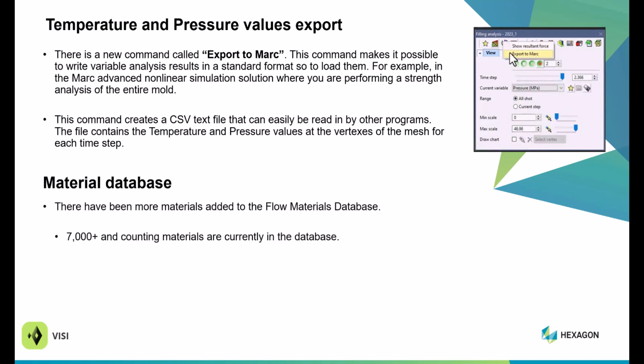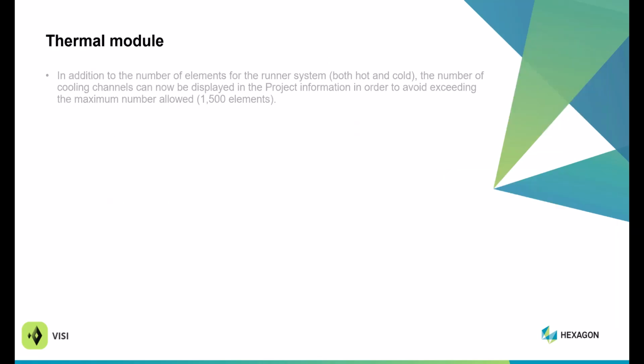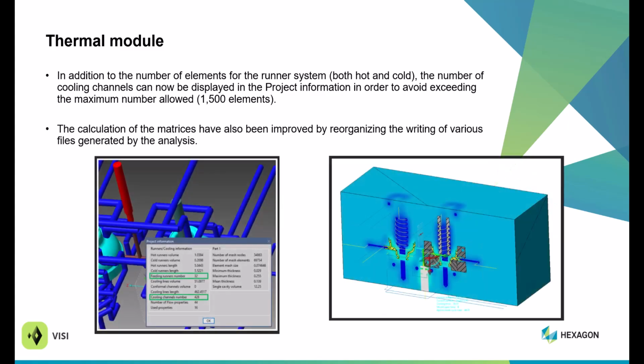Within the material databases, there have been several materials added. There are 7,000 plus materials added to the current database. This is always being improved for accuracy and reliability of the calculations. So continuing on with the thermal modules, in addition to a number of elements and runner changes for both hot and cold runners, the number of cooling channels can now be displayed in the project information to avoid exceeding the maximum number of elements. The calculation of matrices has also been improved by reorganizing the writing of various file generations by the analysis.